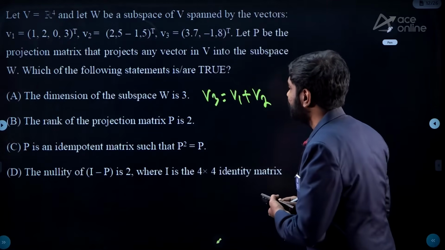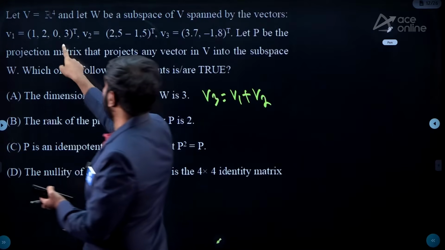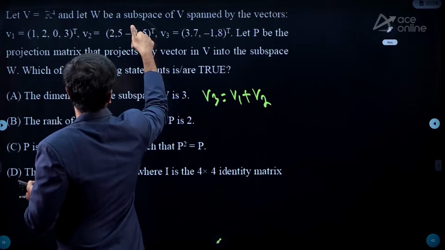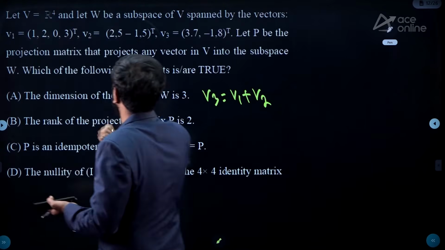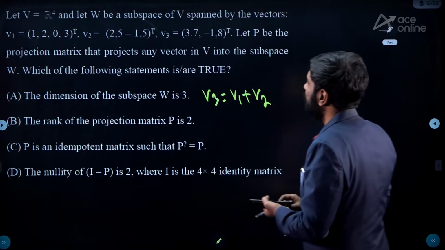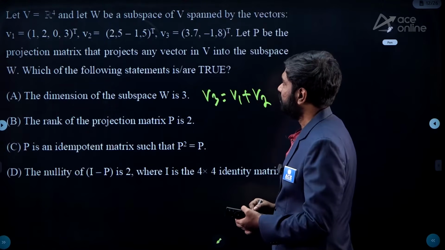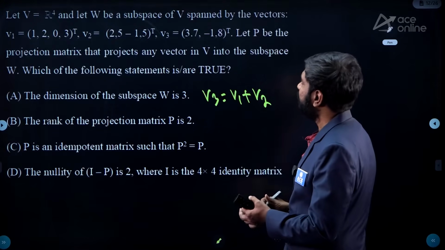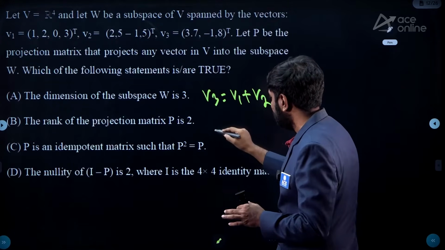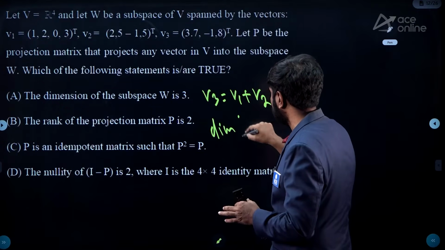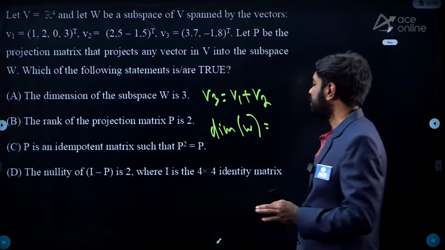Now I can clearly see that this element is 0 and here this element is non-zero. There is no way I can express V2 in terms of V1. So I feel V1, V2 to be independent. So V1, V2, V3 are part of W. I need the dimension of W, students. I need the dimension of W.